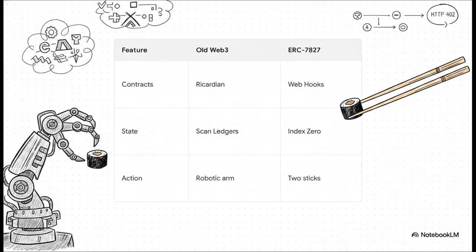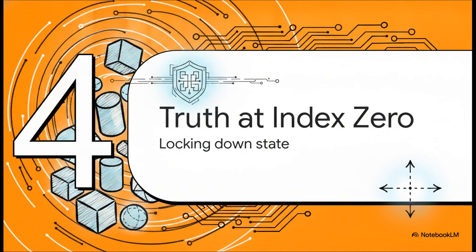Instead, it uses surgical, lightweight webhooks and a brilliant little client callback loop built on a 30-year-old internet status code, HTTP 402. It's simple, it's deterministic, and it's crazy efficient, literally like using two simple sticks. On to Section 4, absolute truth at index 0.